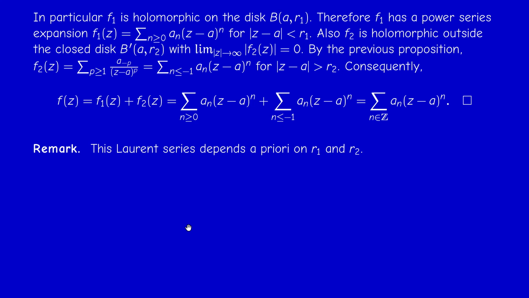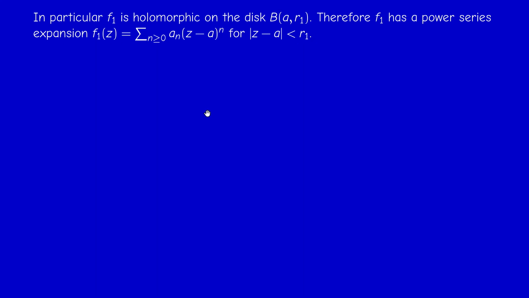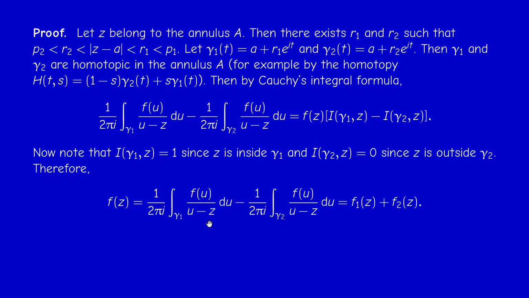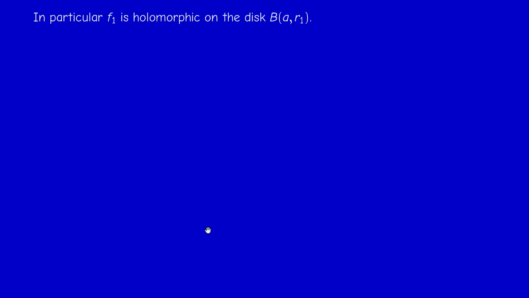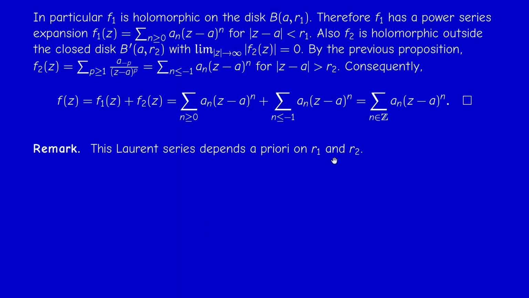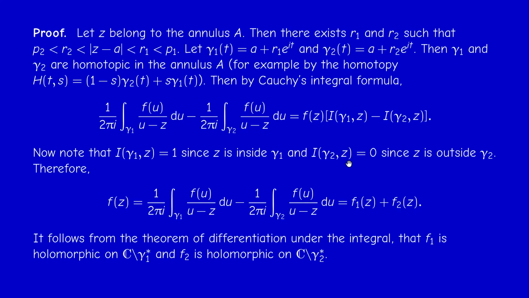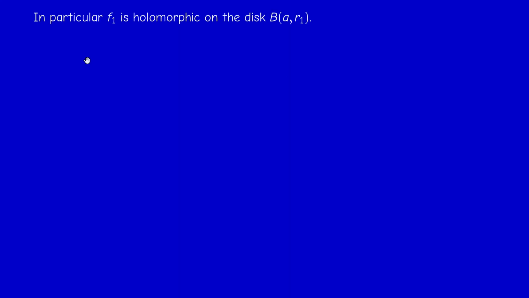Now, the coefficients are related to these integrals that depend on R1 and R2. But actually, they do not depend on them. Why? Because of uniqueness of the coefficients. So the coefficients do not depend on R1 and R2. I can take any R1 and R2 satisfying these two conditions: any R1 between |z minus a| and the inner radius, and any R2 between the outer radius and |z minus a|. So they do not depend on the radii of the circles.